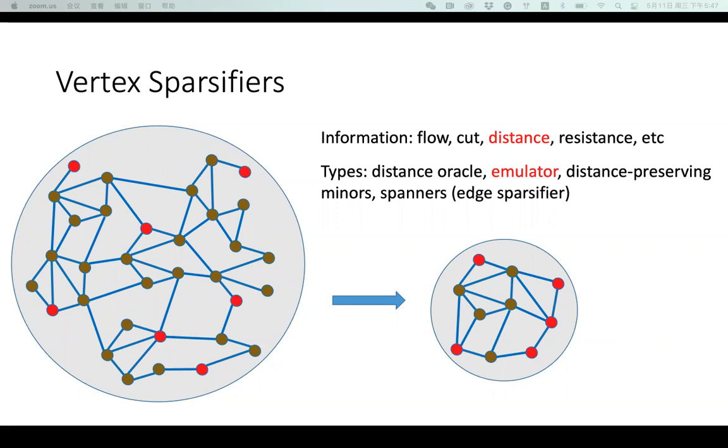That is, the input graph is large, but we are only interested in a small subset of vertices in it, called terminals. And the goal is to construct a small graph that contains these terminals and preserves the distances between them in the original graph.